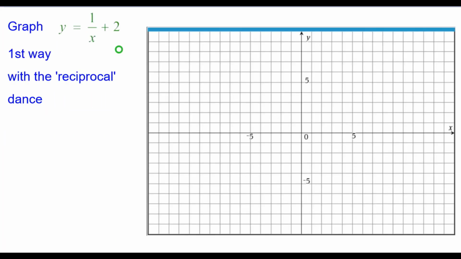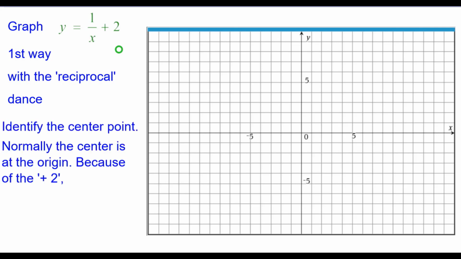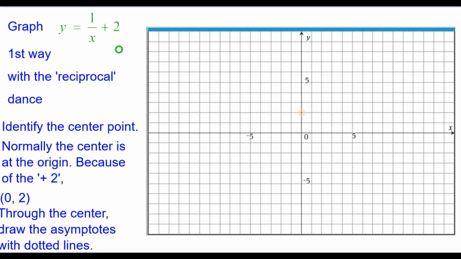The first way is we're going to use what I call the reciprocal dance. We need to identify the center point, which is normally at the origin, but because of the plus 2 in the equation, we need to move that center point up 2 units to (0, 2). So plot in a light orange color. And through the center, we're going to draw the asymptotes with dotted lines. So y equals 2 and x equals 0 are going to be our asymptotes.